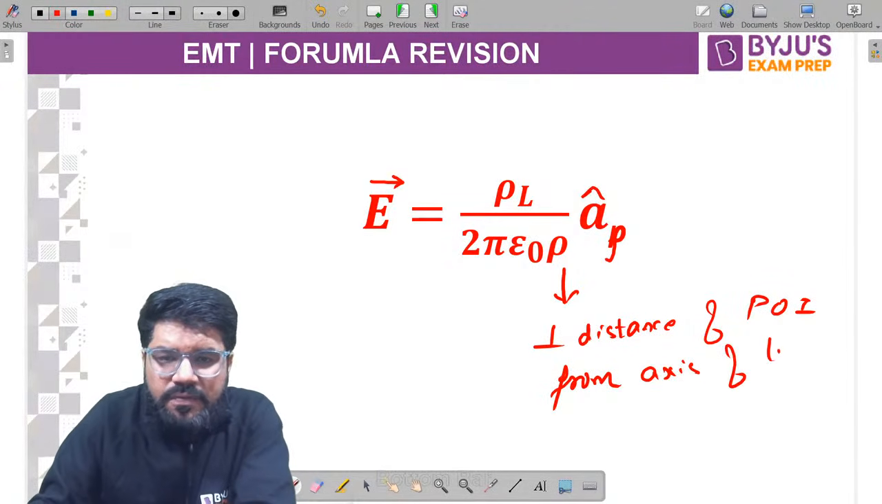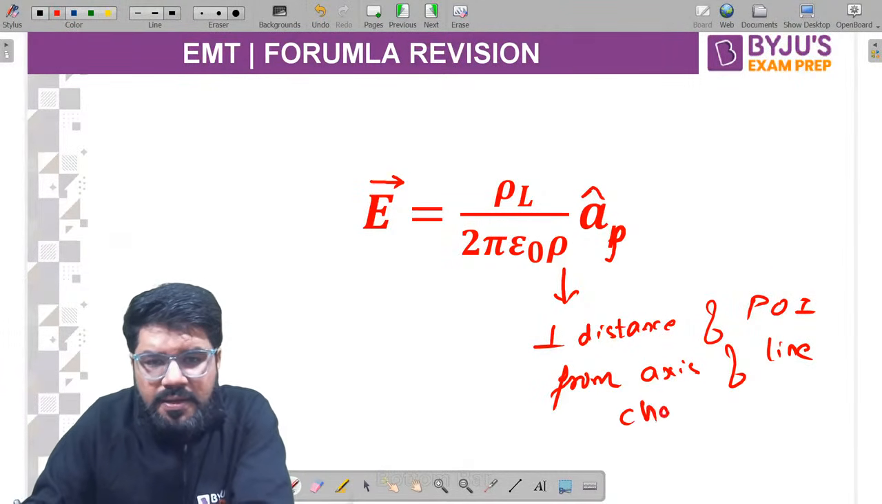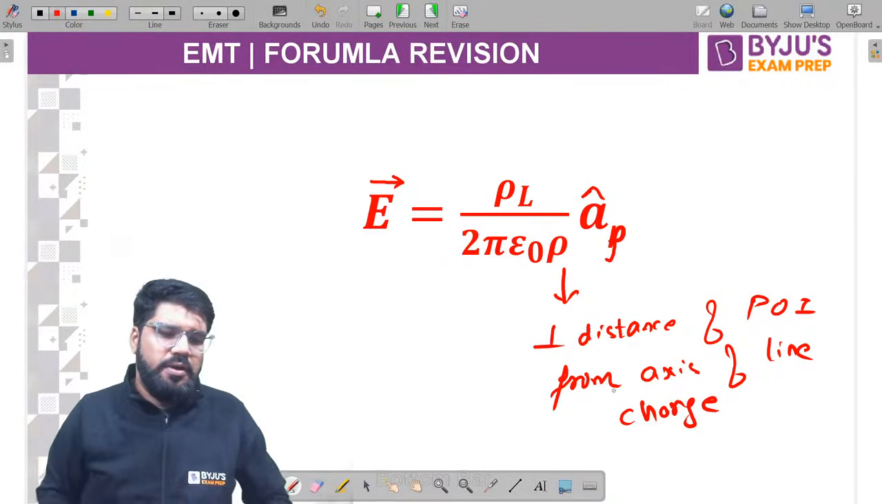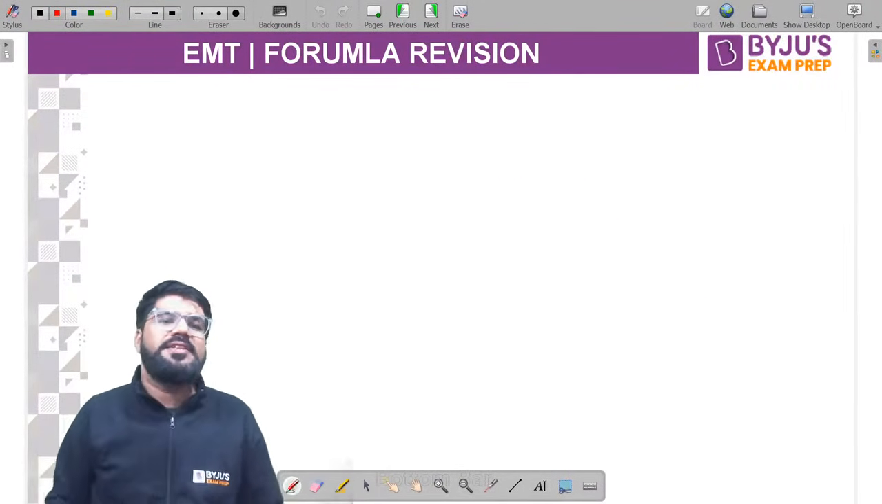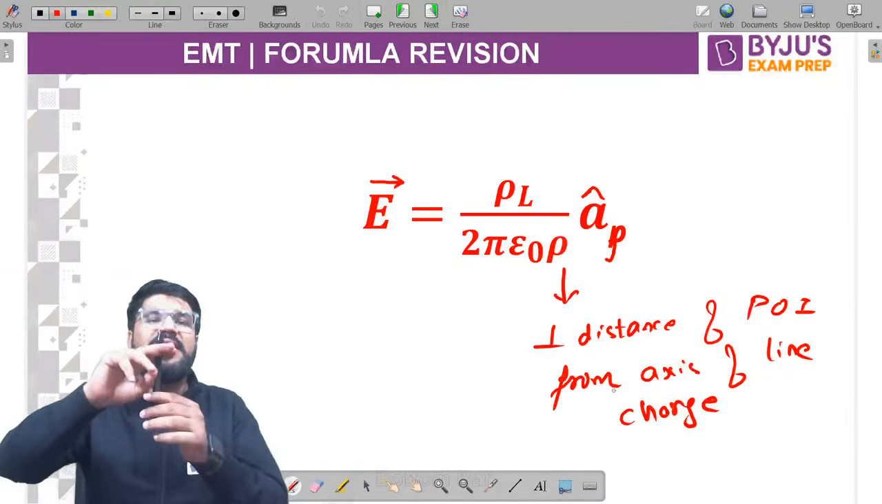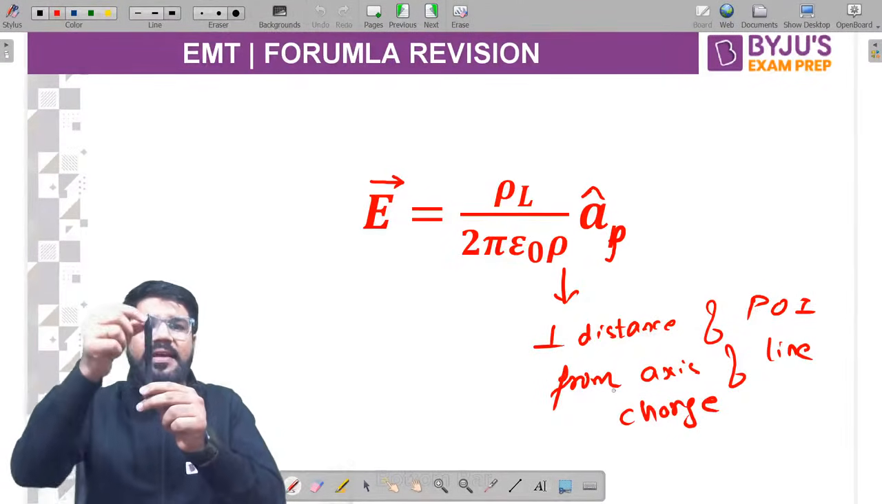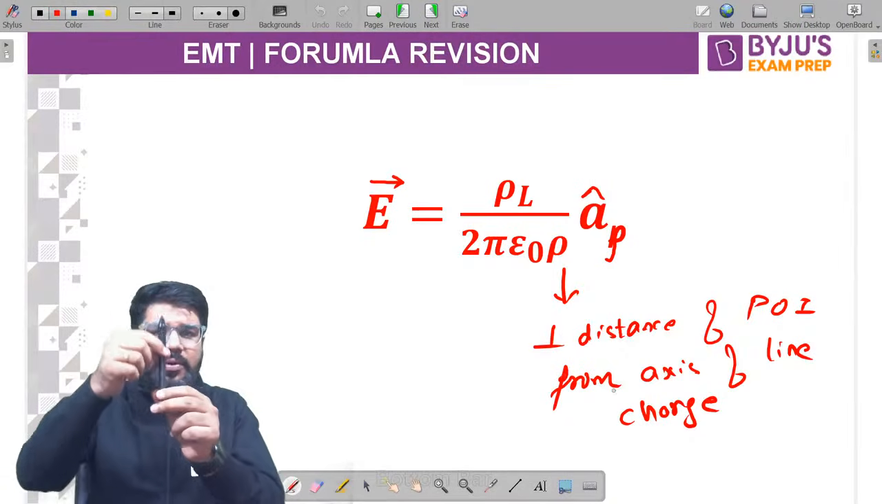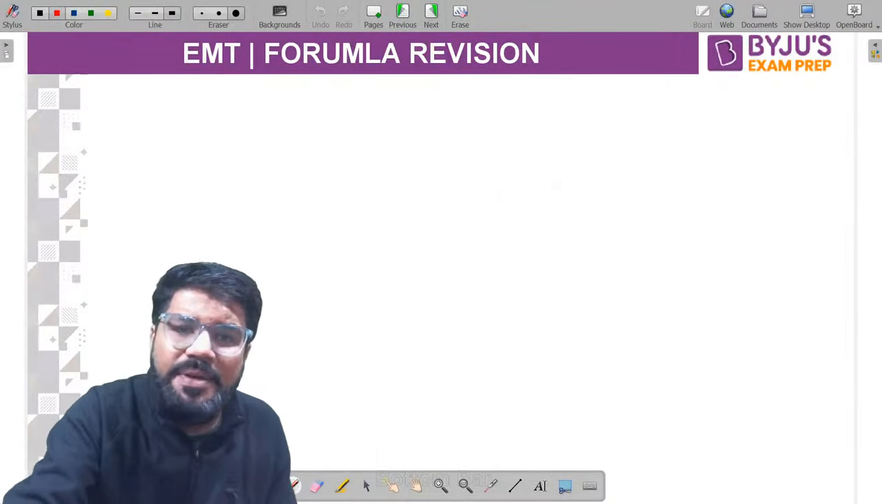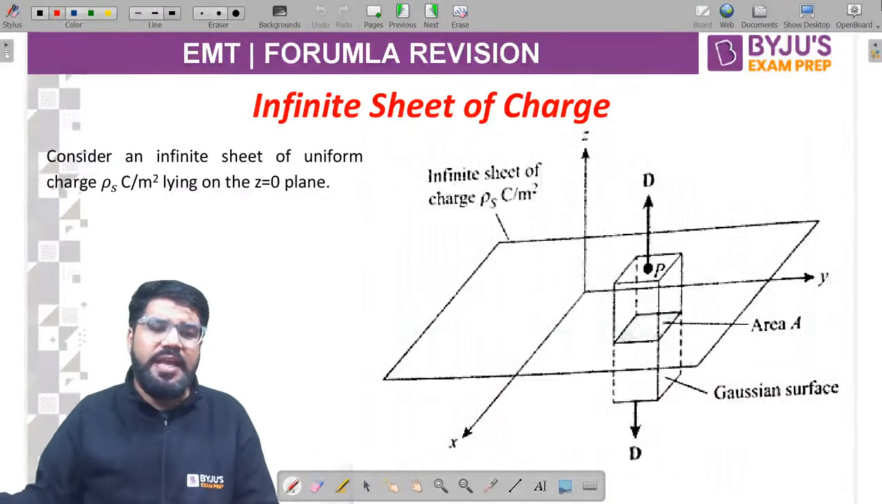From the axis of the line charge, right? Then the next case that you can expect: so this was a long line carrying a charge distributed uniformly over it, something like this, a line charge. It can be a surface charge as well, an entire surface carrying some charge.